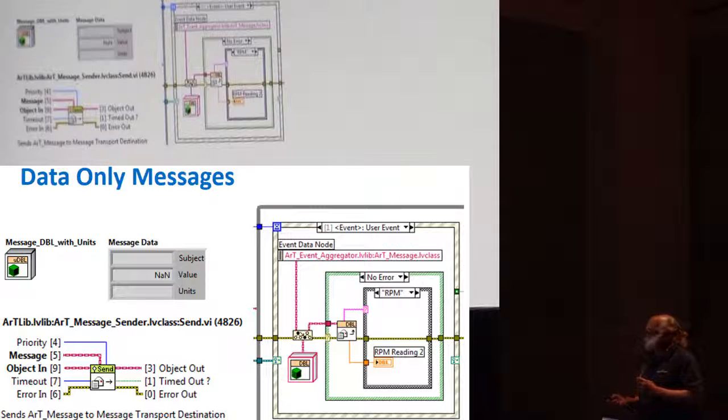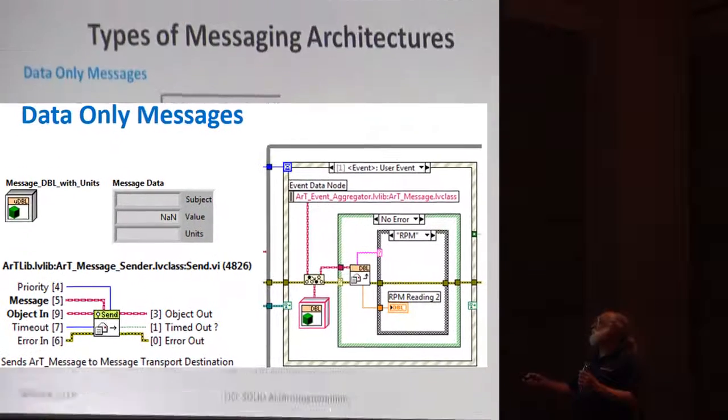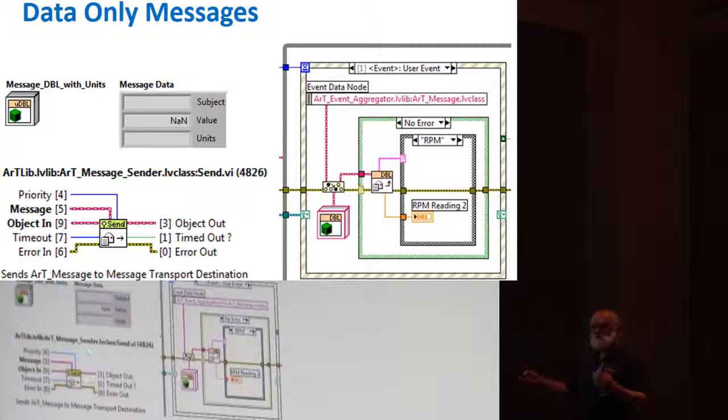So data-only messages, this is what I use. I have a strictly typed message class, which inherits from the abstract message. And in my case, every message has a subject. This is a double message with units: a double value and a string with units. And I use a send method, which is part of the message transport interface, to send it to its destination.